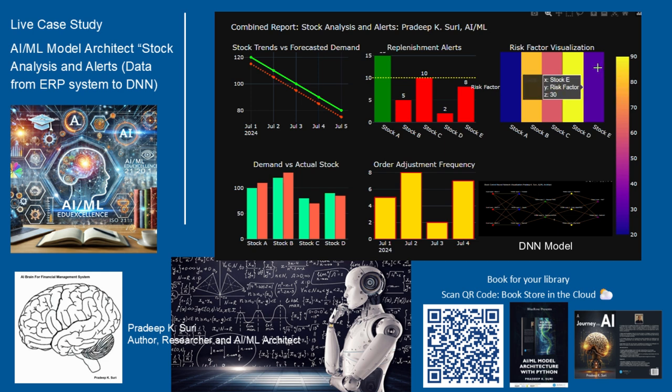Recommendations: prioritize replenishment efforts for stock A. Monitor stock E closely and consider proactive replenishment. Review order adjustment strategies for stock D to minimize fluctuations. Note: the specific values and trends might vary depending on the actual data behind the charts.